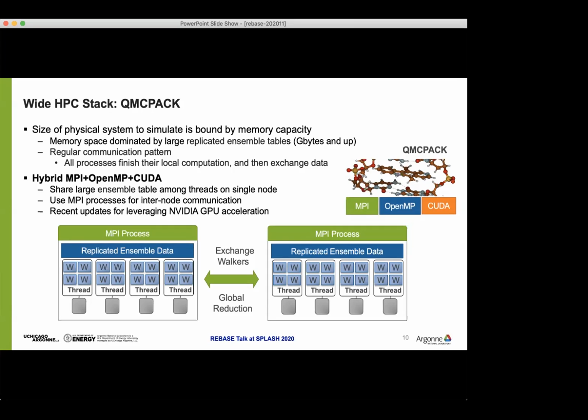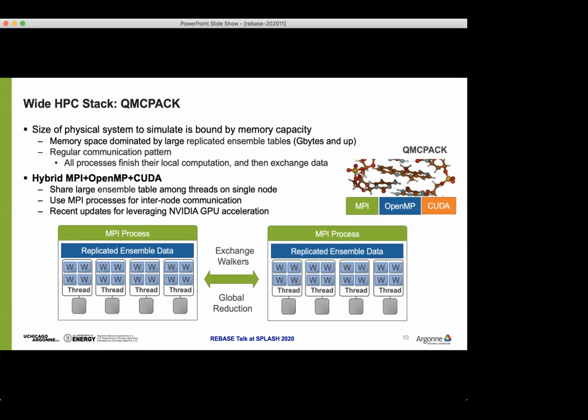They use MPI plus OpenMP, and recently added CUDA support to leverage the GPU. The benefit of MPI plus OpenMP hybrid programming is that it can share the large ensemble table among different threads on a single node. If you look at this picture, we have two MPI processes. They may run on two different compute nodes. And to leverage all the cores on each single node, they create many threads. Those threads can share this huge replicated ensemble data. And of course, they exchange data at each iteration across processes. That's how it looks.